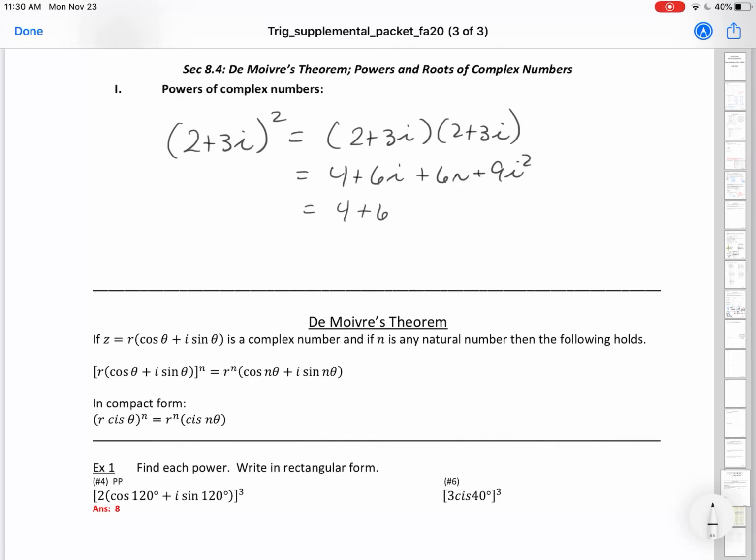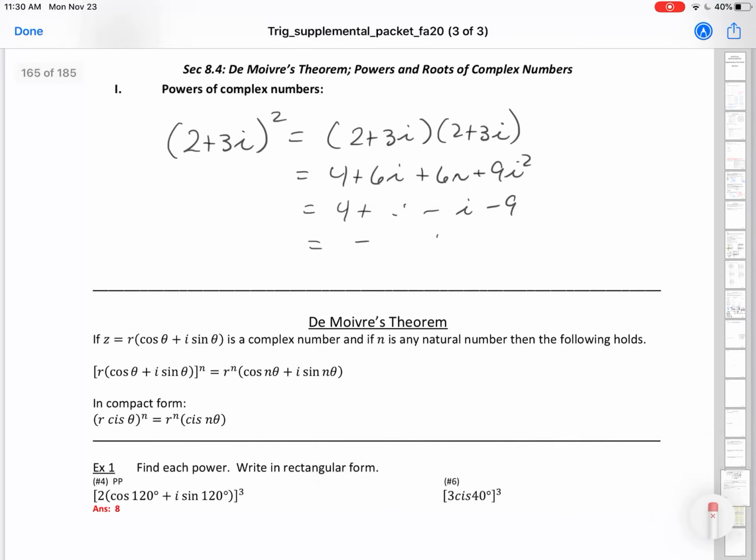Then going 4 plus 6, well, I'll keep going. 6i minus 9, right? Using that, we'll get a minus 5 plus 12i. And that's the square of it. Minus 5 plus 12i. Another complex number.